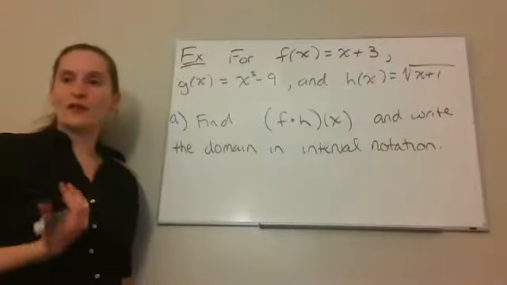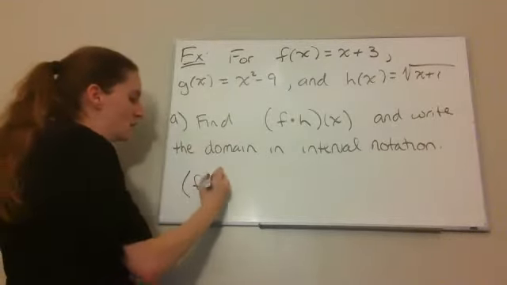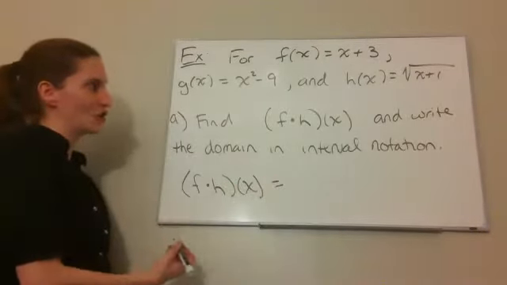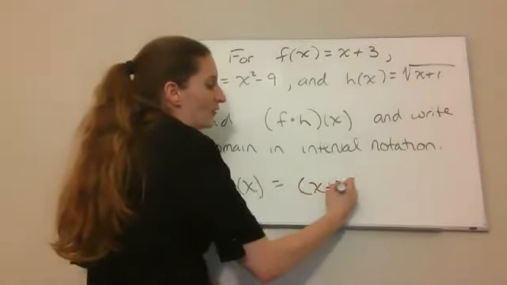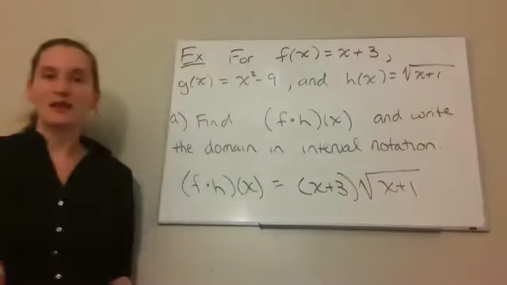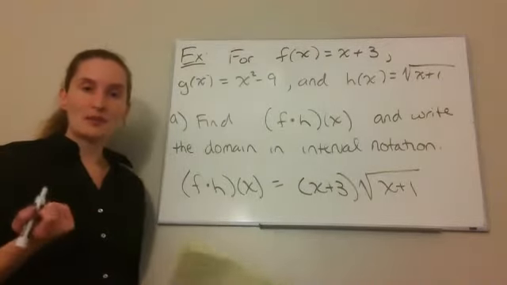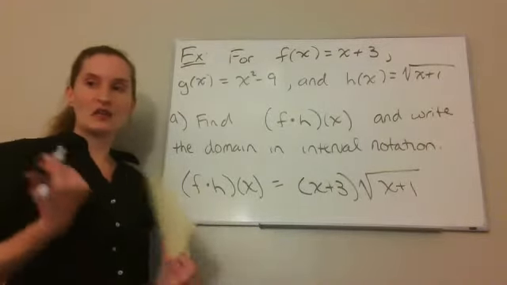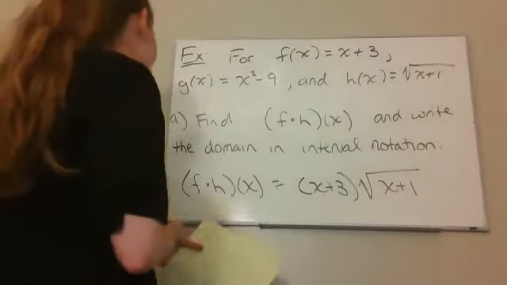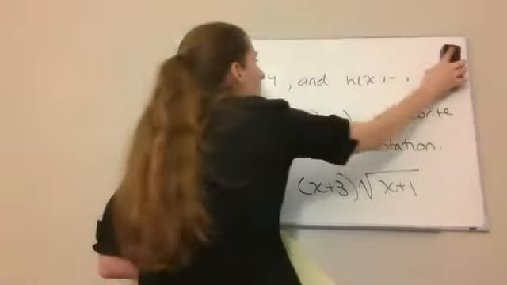All right, so let's first find what the function actually is. So f times h, we just have to multiply our functions f and h together. So that would be x plus 3 times the square root of x plus 1. And that would be the function f times h. Now to find the domain, remember the domain of f times h is going to be the intersection of the domains of f and h. So we need to find the domains of f and h first, and then find what the overlap is.